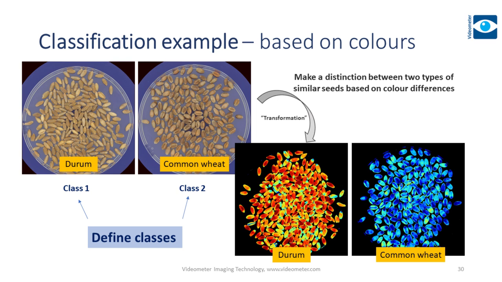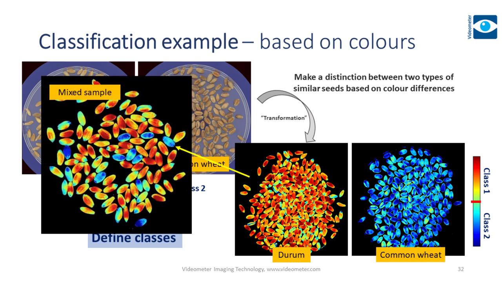Then the software conducts a so-called transformation, which essentially is a multivariate machine learning classification method made easy and user-friendly with the Videometer Lab software. This method creates new images where color differences in the images define which class the seeds are predicted to belong to. How likely a seed is to belong to a defined class will be visualized by the class color it is given in the new image.